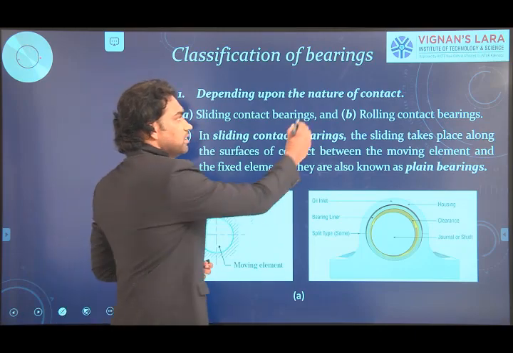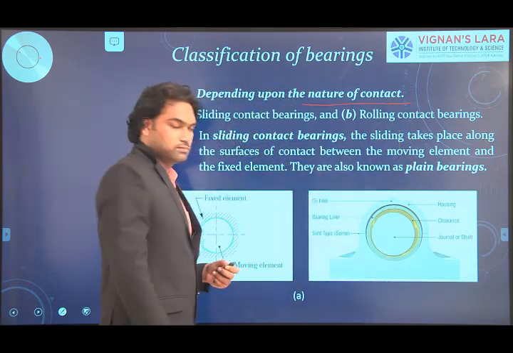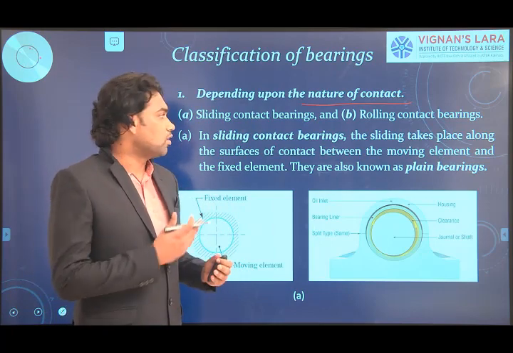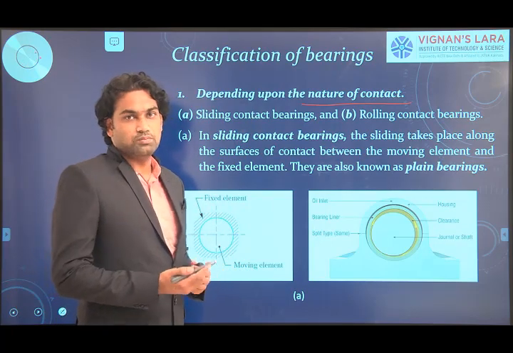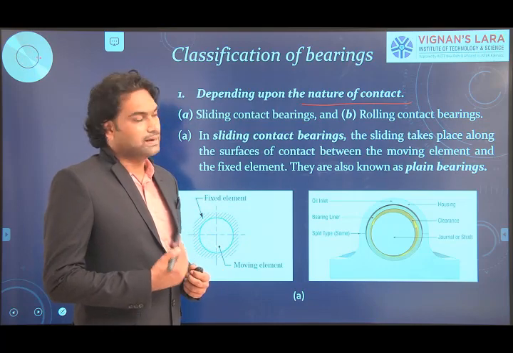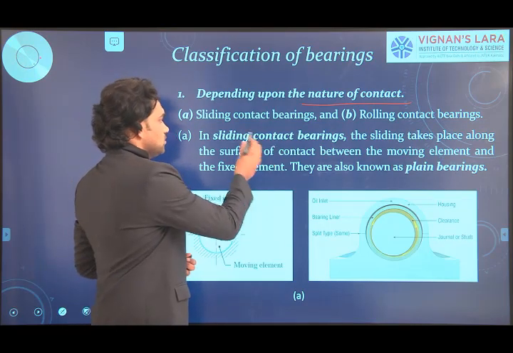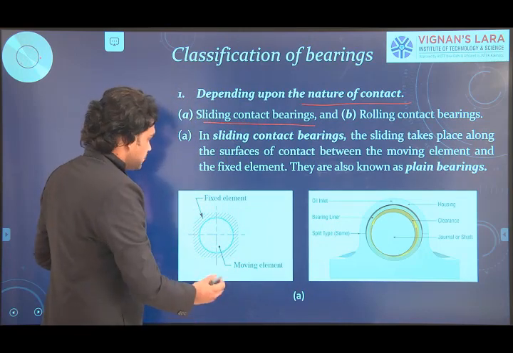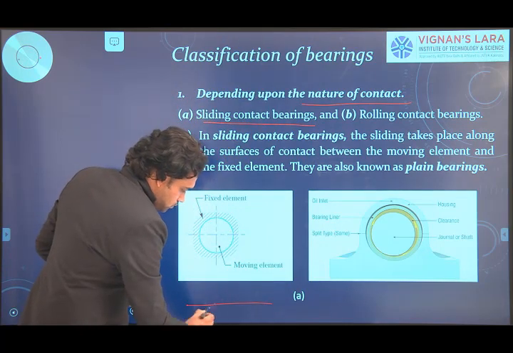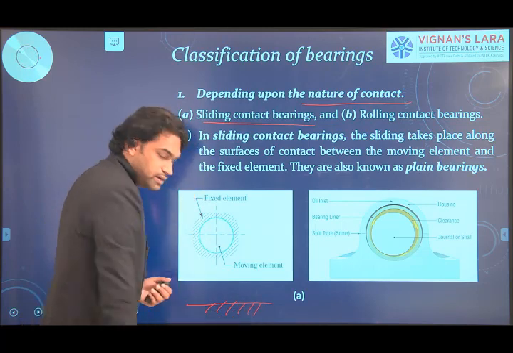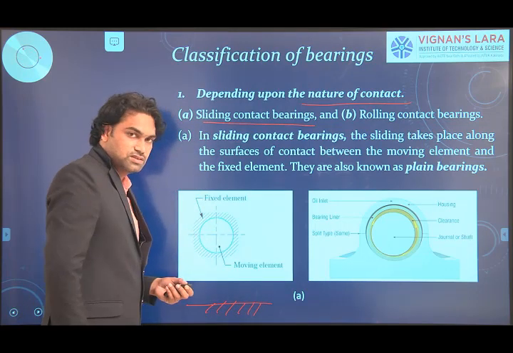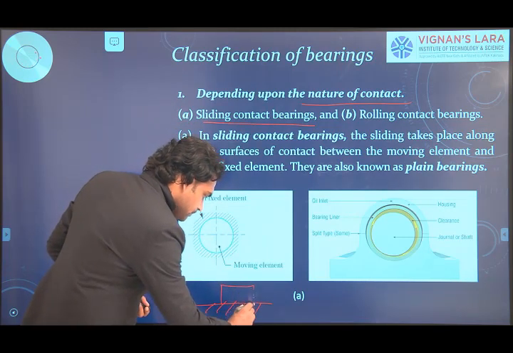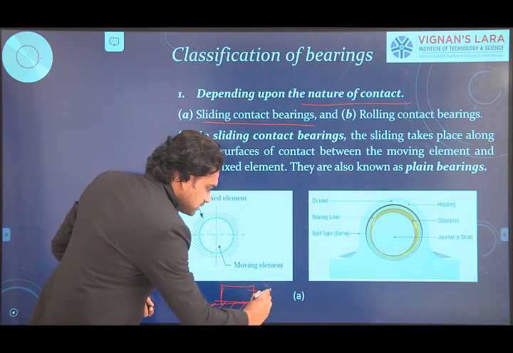So as I said, based upon the nature of contact between the two surfaces, what type of contact is present, based upon that the bearings are classified. The first one is the sliding contact bearings. For example, you can take a flat surface. In the simple example we illustrated earlier, this flat surface is the fixed surface of the bearing, and another surface is a movable element, that is, a machine surface.